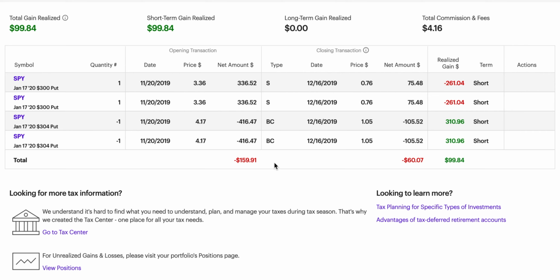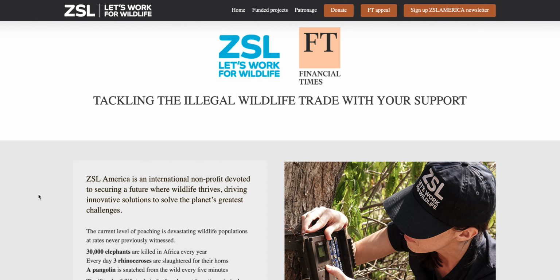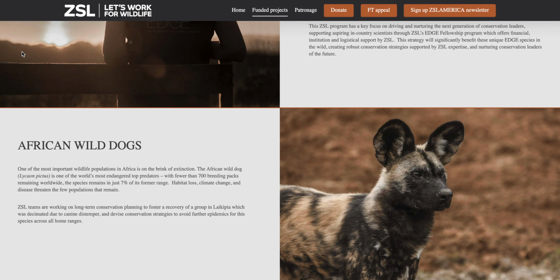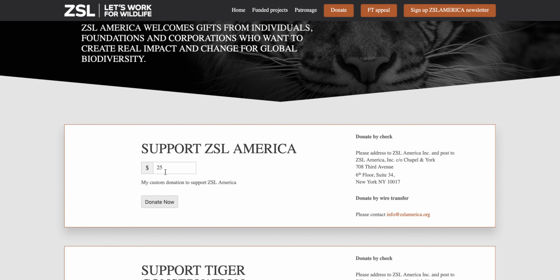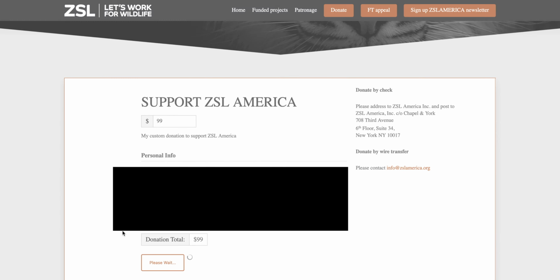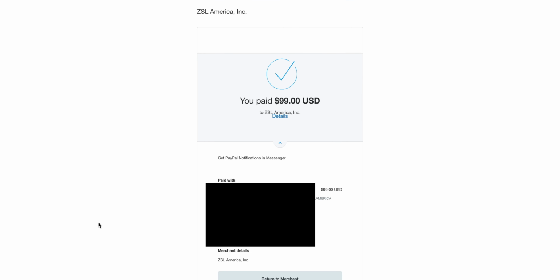Now let's donate the profits. So for this tutorial, we're going to donate to ZSL Wildlife. They're a nonprofit dedicated to protecting at-risk wildlife populations. They do a lot of nice work. If you're interested in them, definitely check out their website. You can see here this cute African wild dog, not a hyena, a wild dog. Looks pretty mean, but pretty cute. Let's donate. Excellent. Looks like it was successful.